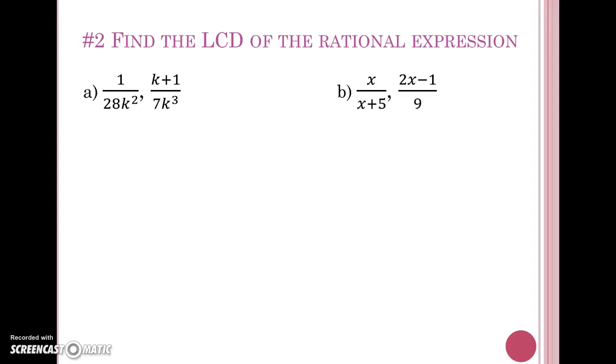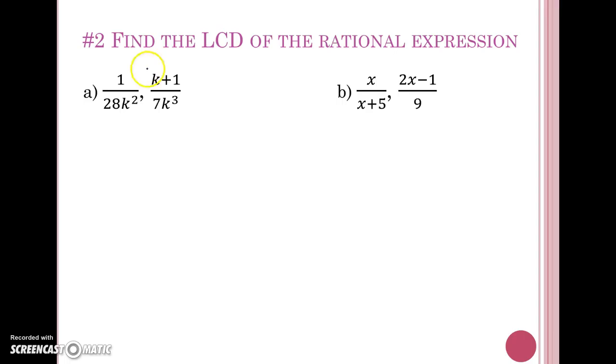So for your next example, we would like to find the LCD, the least common denominator, of both of the rational expressions. So we're not going to add these, we're not going to subtract them. All we're looking for is what is the LCD. It's a skill you're also going to need for 11.5, so make sure you're with me on this.